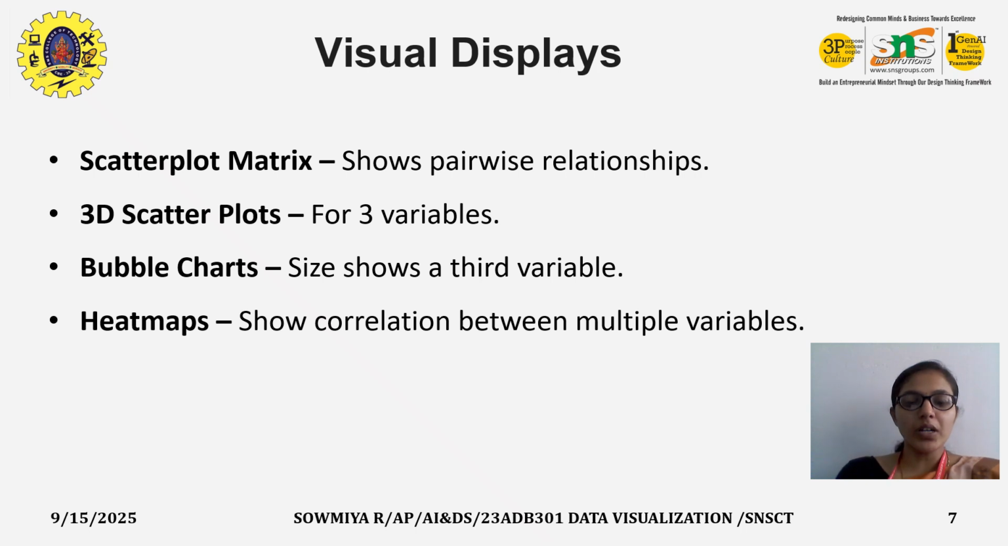Then visual displays. Multivariate data can be hard to grasp without visuals. That's why we use scatter plot matrix to see the pairwise relationship among many variables. Then second one is 3D scatter plots, when we want to study three variables at once. Then third one is bubble charts. Size of the bubble represents an extra variable. For example, sales by region where bubble size shows the market share. Then last one is heat maps to quickly check the correlations between the multiple variables. These visuals turn the complex relationship into simple interpretable stories.